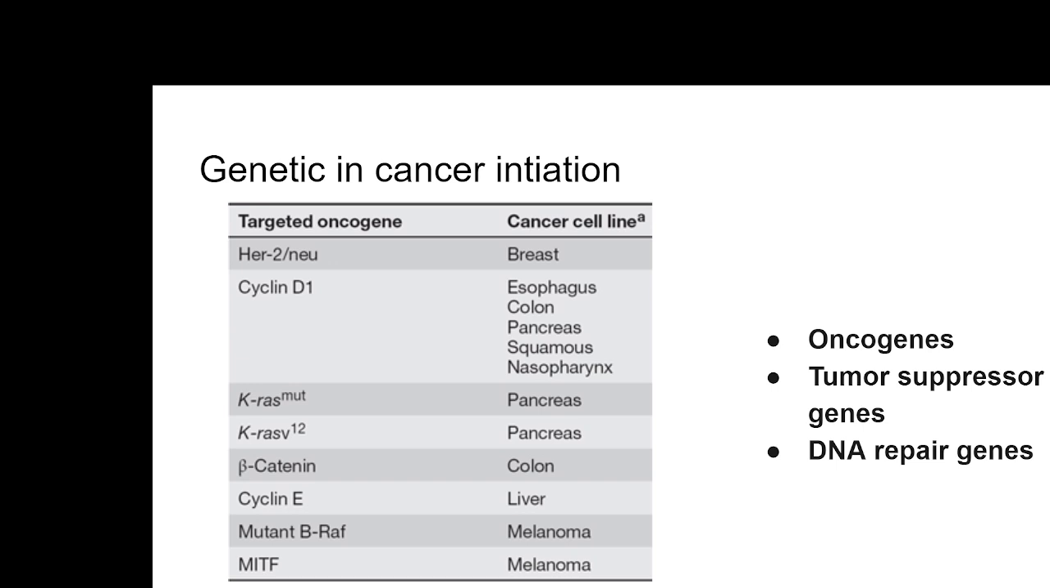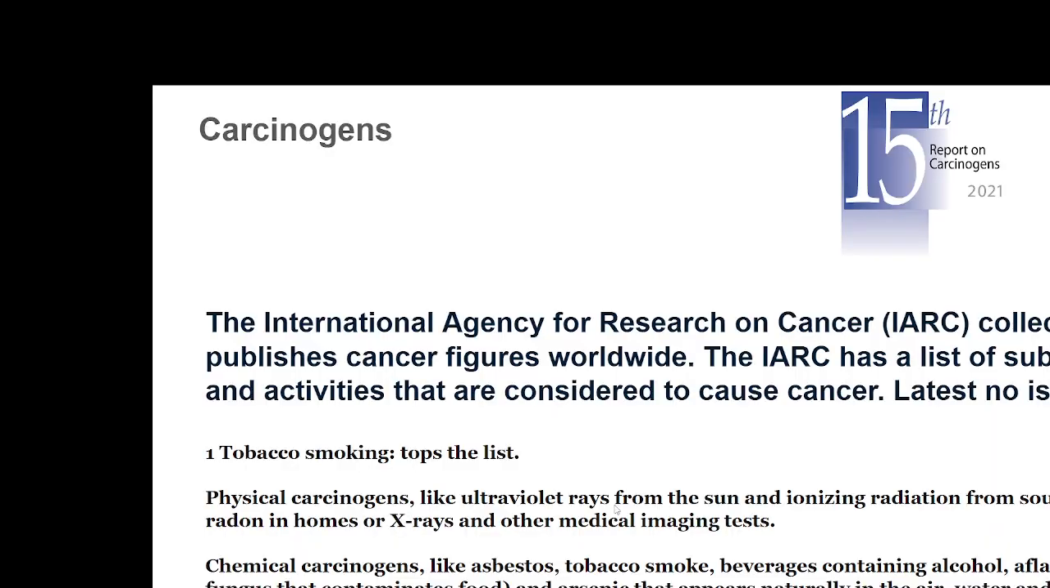Certain oncogenes which are well identified and still used in current clinical practice are related to the breast, where HER2 genes are identified. In the esophagus, colon and pancreas, cyclin genes are now used in both diagnosis and therapy. In the pancreas, KRAS genes have 4 varieties. In the colon, the catenin genes. In the liver, cyclin genes are identified. In melanomas, mutant genes are now identified. These are certain genes used in oncogenetic issues.